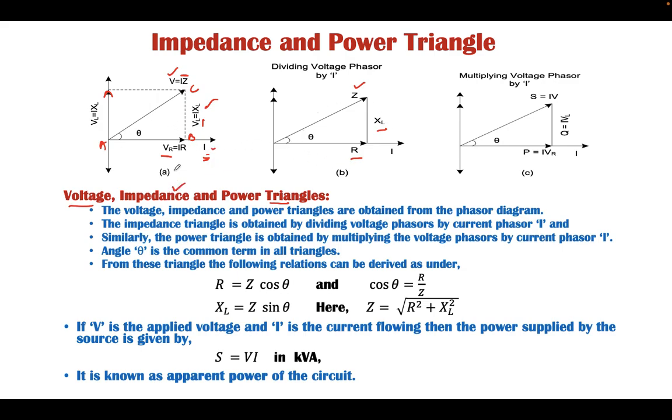Now for this voltage triangle, instead of dividing the phasors by I, if we multiply all three vectors by I, then it will be I times VR, I times VL, and I times V. I times VR is nothing but the power P, I times VL is power Q, and I times V is power S. Here these three powers are P, Q and S. P is the active power, Q is the reactive power, and S is the apparent power.